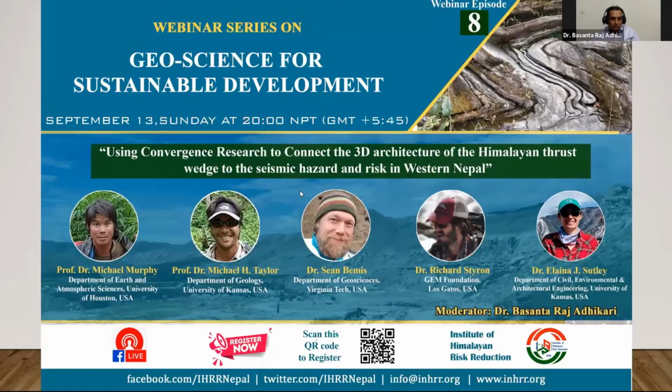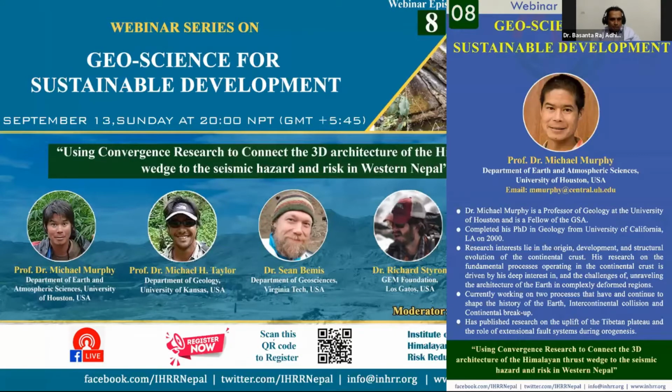So the first is Professor Dr. Michael Murphy. He's a professor at the Department of Earth and Atmospheric Sciences, University of Houston, USA. He completed his PhD from the University of California back in 2000, and his research mostly focuses on the origin, development, and structural evolution of the continental crust, which is driven by his deep interest in and the challenges of unraveling the structures of Earth in complexly deformed regions. So currently he's working on two processes that have and continue to shape the history of the Earth: intercontinental collision and continental breakup. And he has published research on uplift of the Tibetan Plateau and the role of extensional fault systems during the orogenesis.